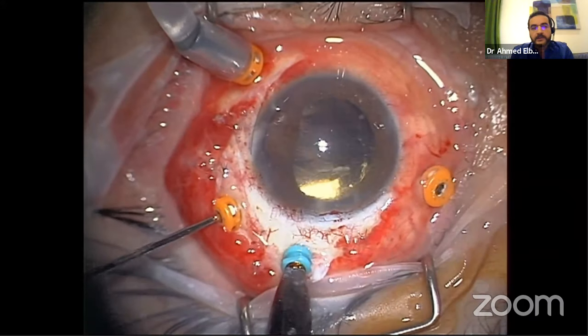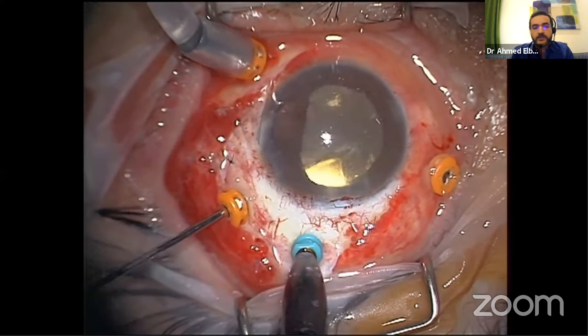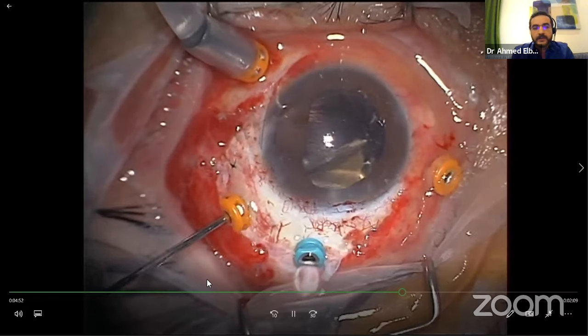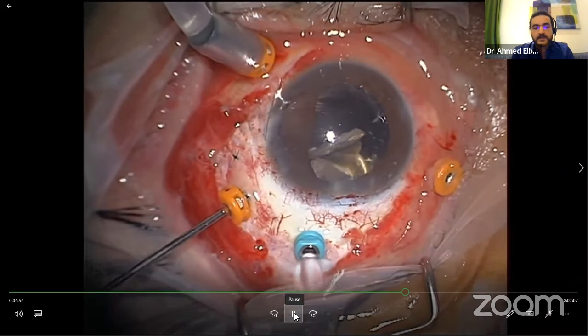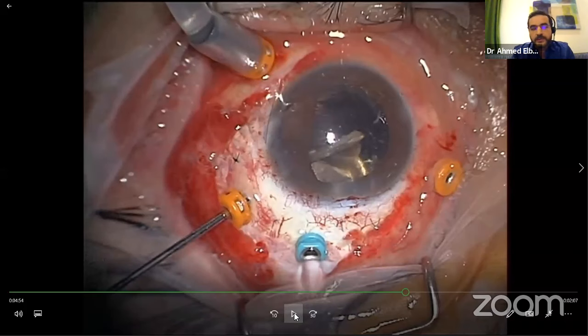Now the assistant removed the BIOM for me. And if you look here now, I hold it in a proper way with the curve matching the corneal curvature. So now I remove the chandelier light. And here I want to stop, to comment on a very important point. Here now, I'm going to try to remove this through the anterior chamber. So I'm going to enlarge the corneal wound.